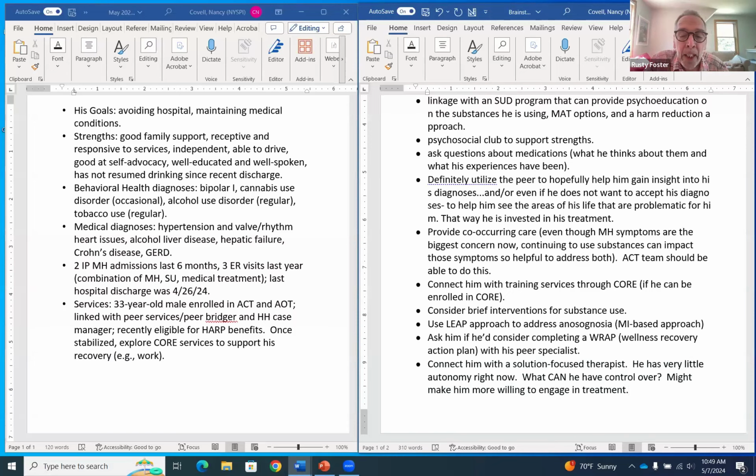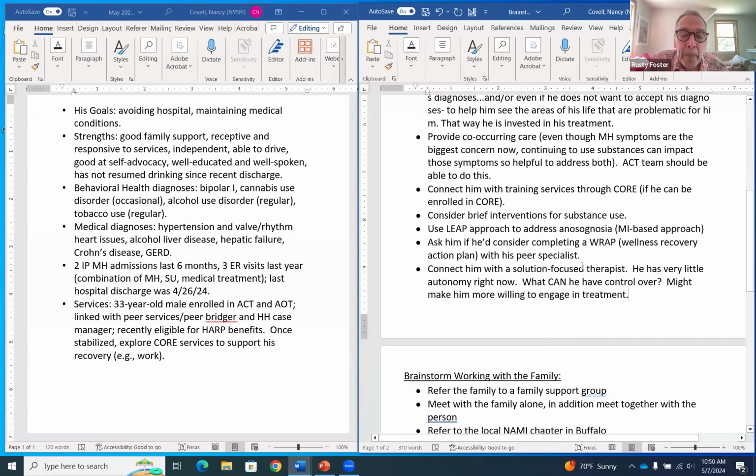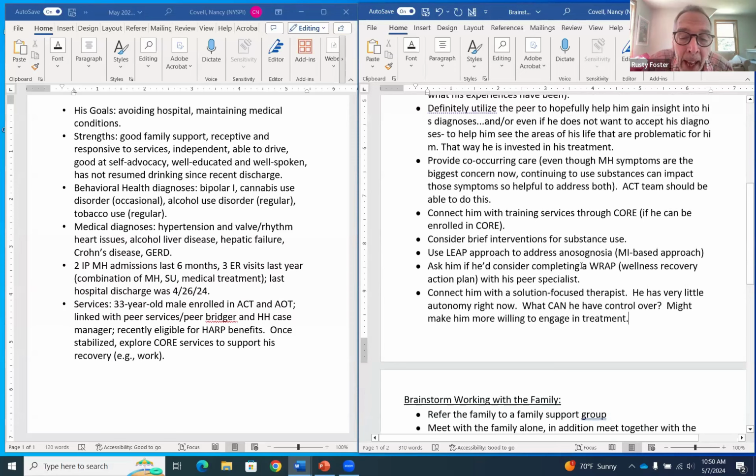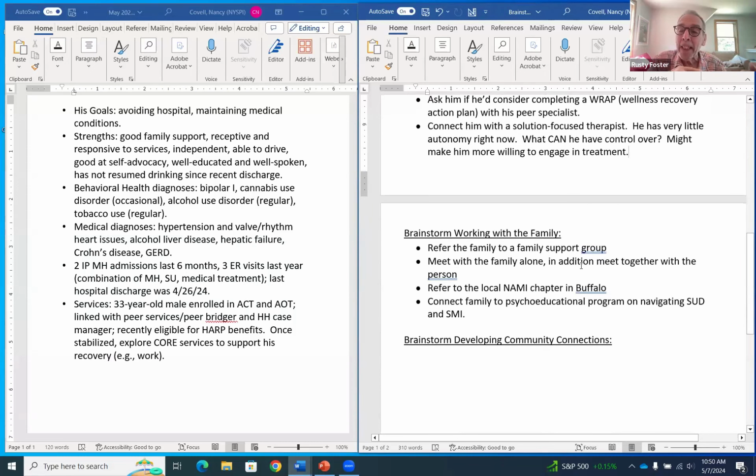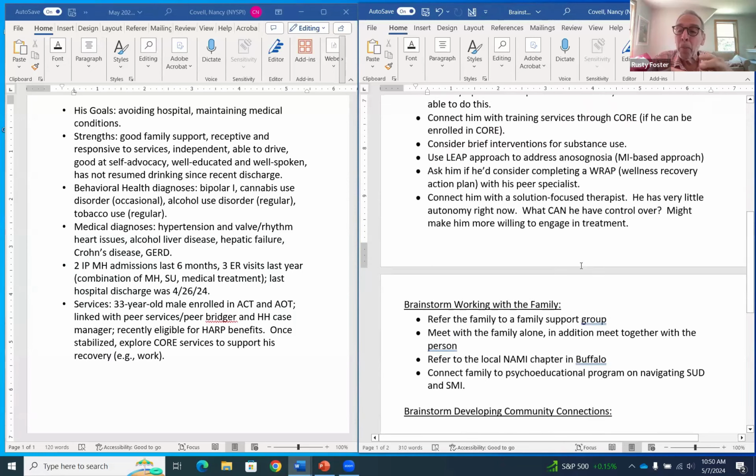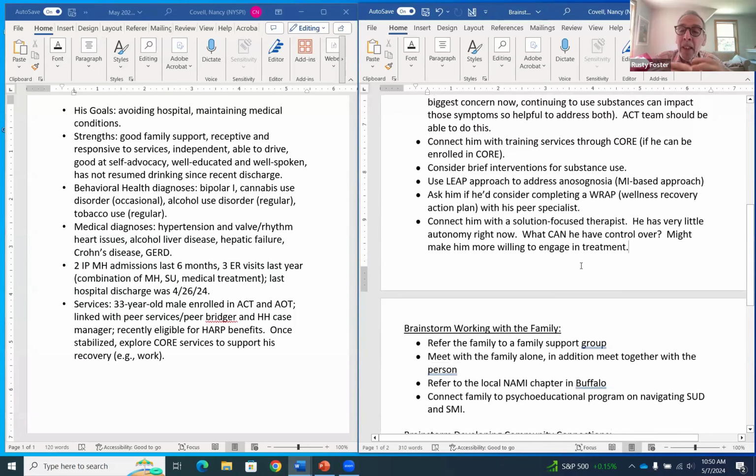Miriam says, it sounds like his family may already be pretty involved. I think maybe connecting his family to a psychoeducational program on how to navigate SUD and SMI may be beneficial. Okay. We try to do the three themes separately, but they go together, and you're not going to be able to engage him if we also don't work with the family. So people are putting the family and the engagement themes together.